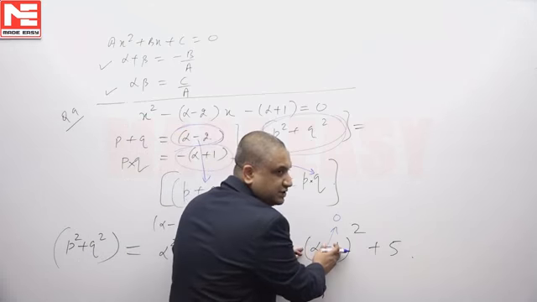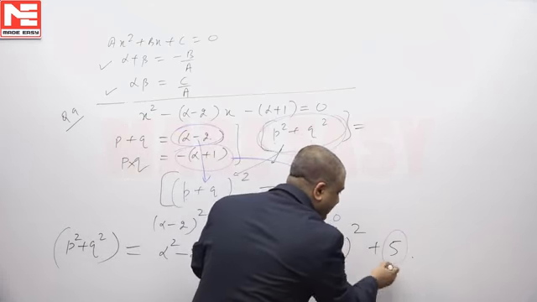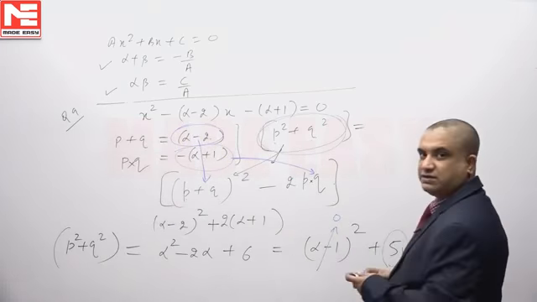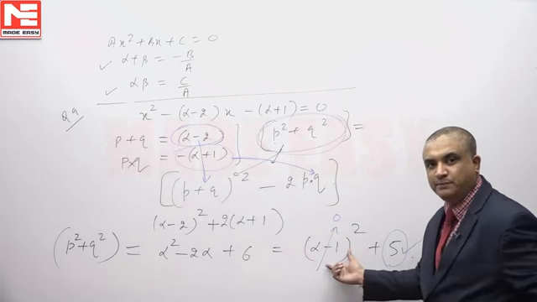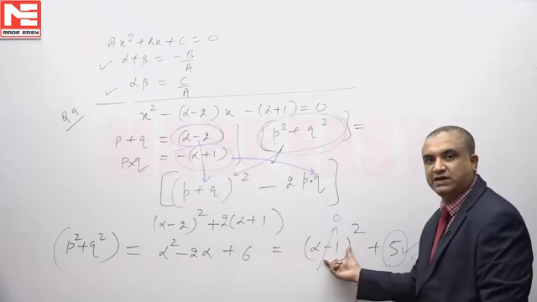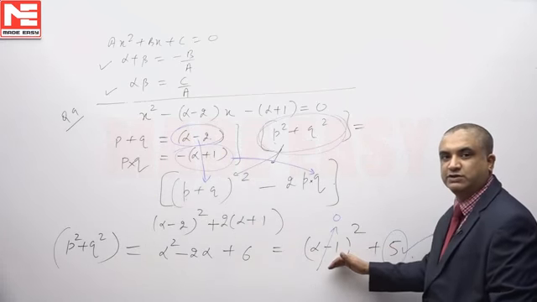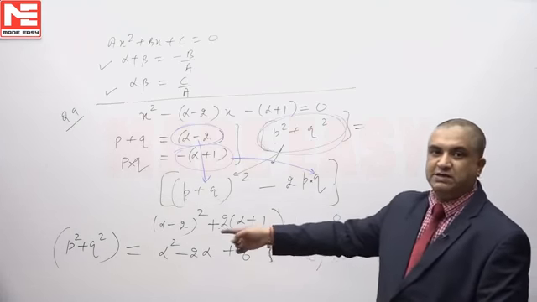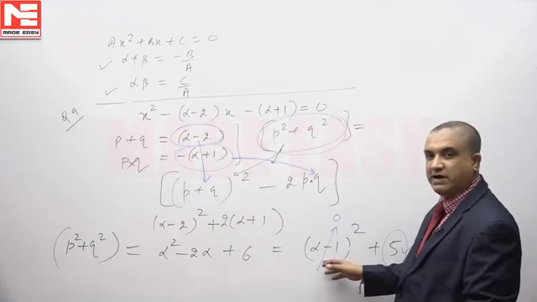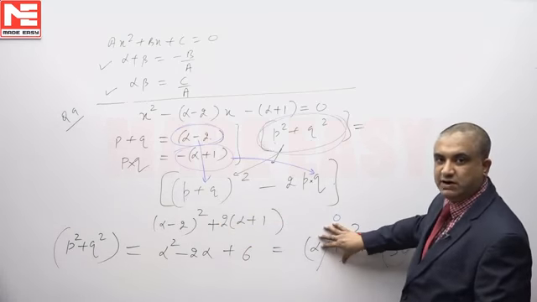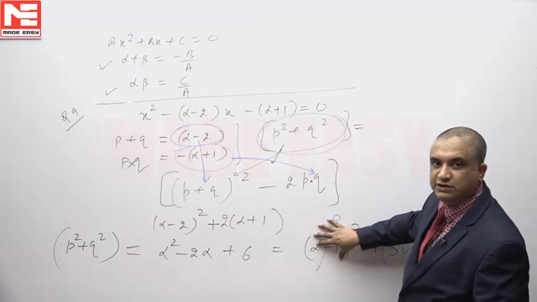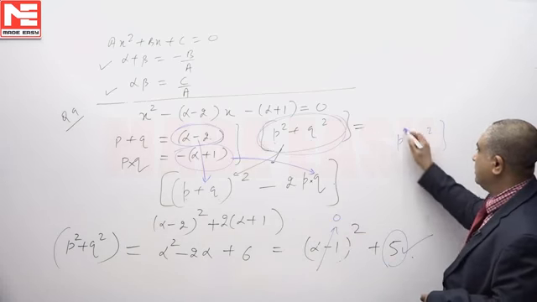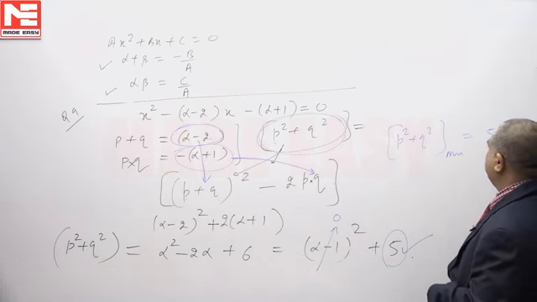The least value this expression can attain is 0, and so the least value which p square plus q square can attain is 5. Otherwise something positive is always going to be added on to 5. This perfect square cannot be negative, so some positive quantity is always going to be added on to 5. In order to make p square plus q square least, we need to put (alpha minus 1) whole square as 0. The least value any perfect square attains is when it is 0, and that's why the minimum value of p square plus q square will come out to be 5.